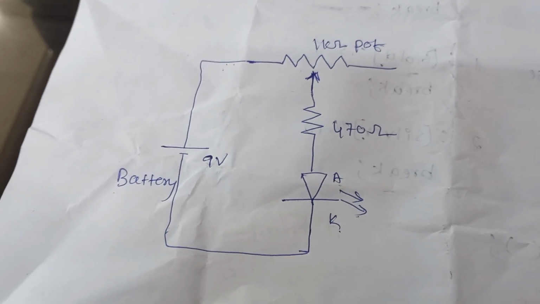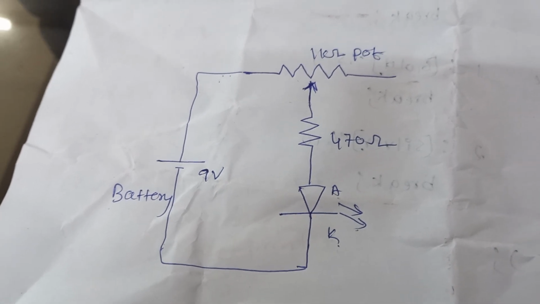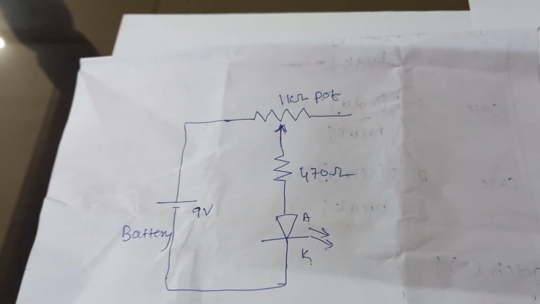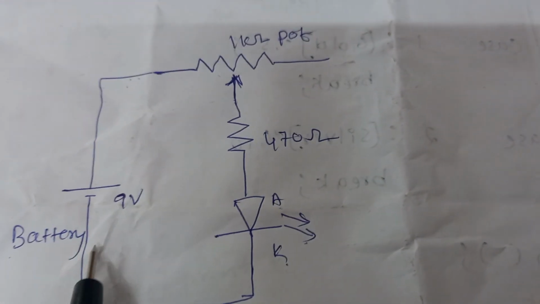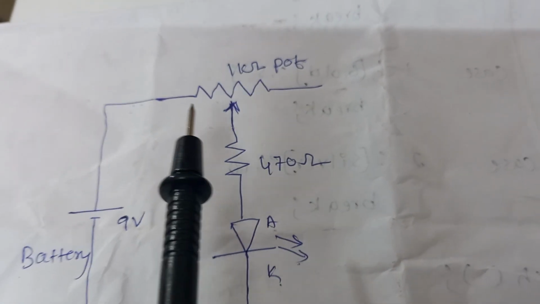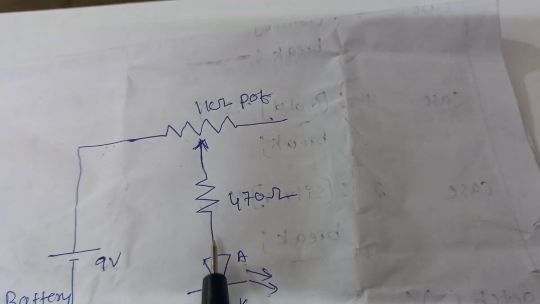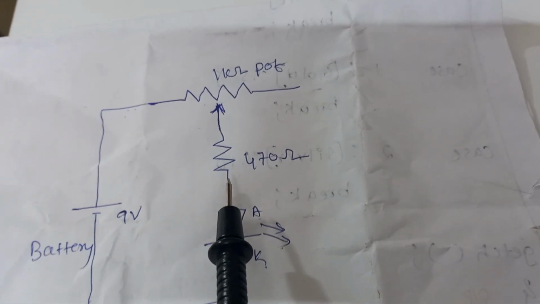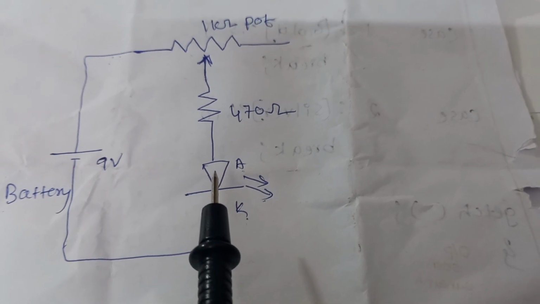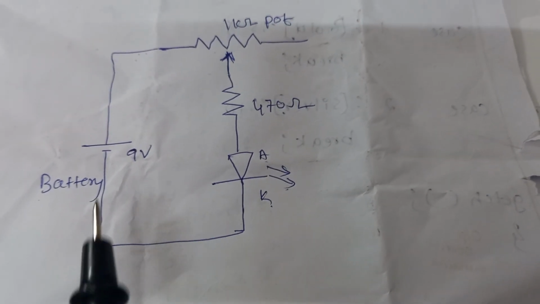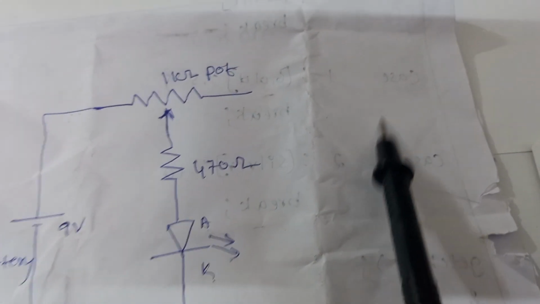Okay, this is the circuit diagram I have used. Sorry, I did not tell you about this. This is the circuit diagram. From the battery positive, it is going to the pot, the fixed point, and the wiper is connected to the 470 ohm fixed resistor. The 470 ohm resistor is connected to the anode of the LED. The cathode is connected to the negative of the power supply. So this is the circuit I have used.